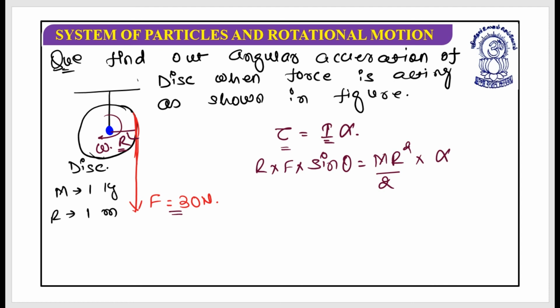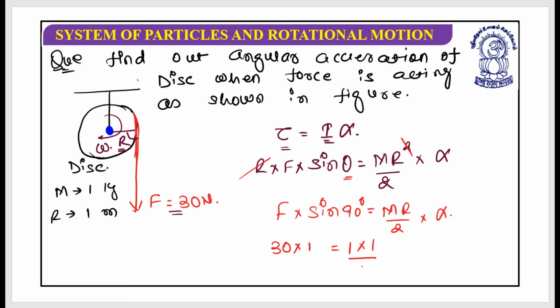So let's try to solve this. This R has gone, this has gone, and this angle is 90 degrees, so this is F into sine of 90, which equals MR by 2 into alpha. Let's put in the values. This F is 30, sine 90 would be 1. That equals mass 1 kg, radius 1 meter, divided by 2, multiplied by alpha. So alpha equals 30 into 2, that is 60. What is the unit of alpha? It's radian per second square. I hope this is clear.